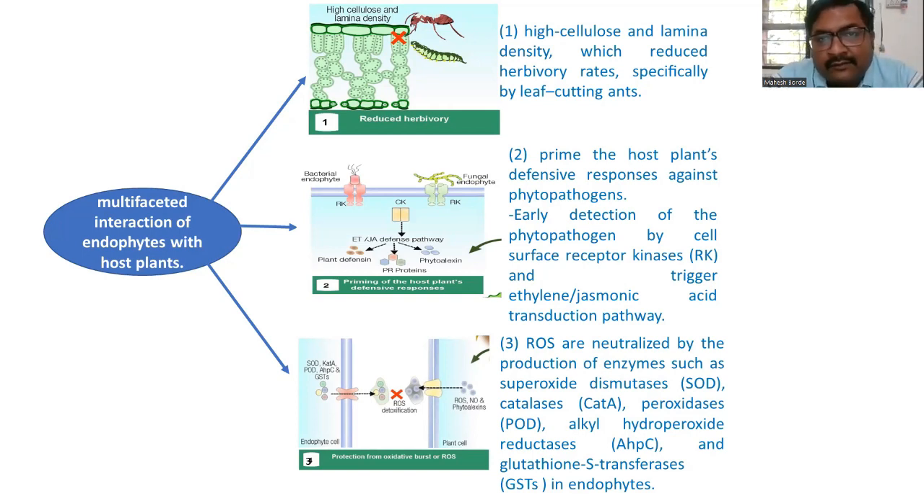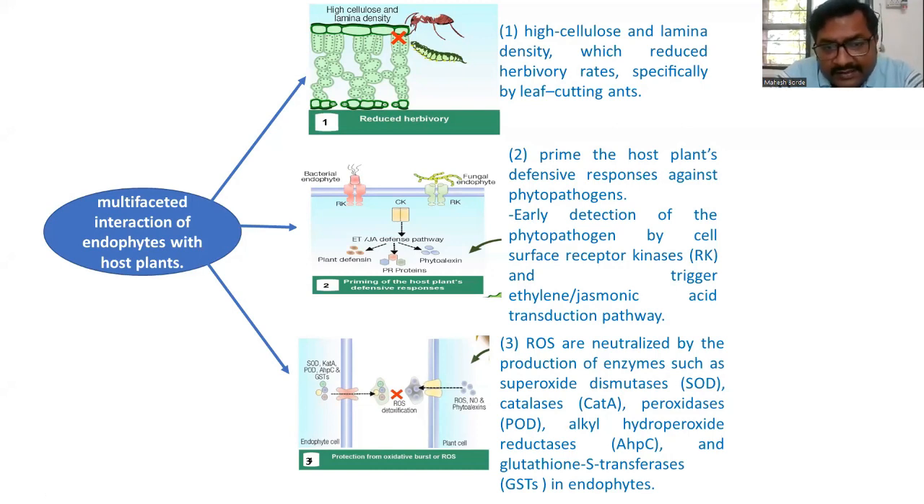For example, when they are associated with the plant, they reduce herbivory. When they are associated with the plant, the plant already triggers its ethylene or jasmonate mediated defense response. So they already produce phytoalexin, pathogen related proteins, and some other plant defenses. We can call this a primed defense response that is already triggered. And when the pathogen infects or attacks, the plant defends against that pathogen.